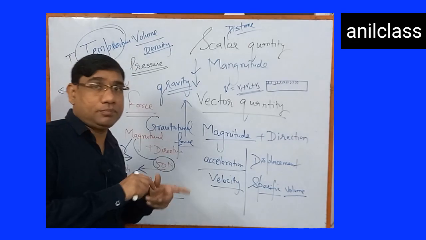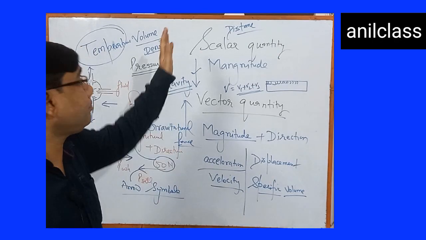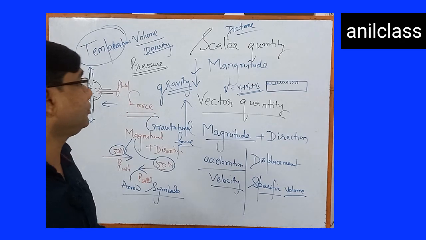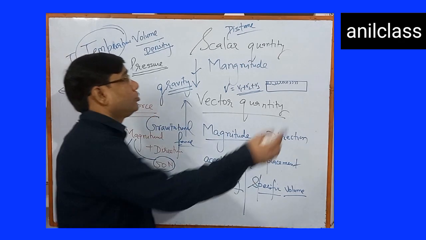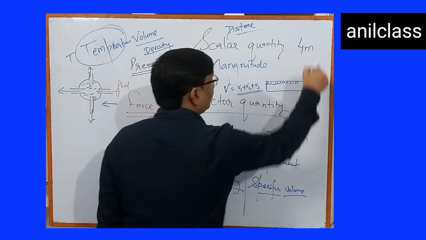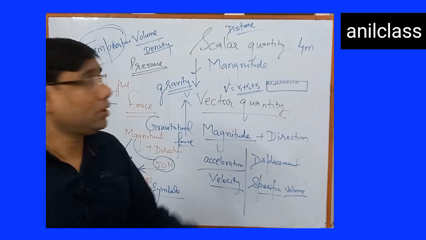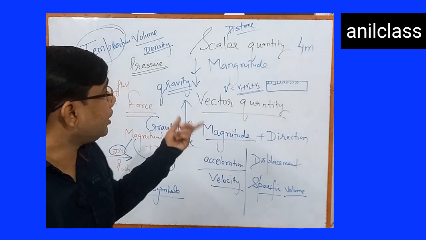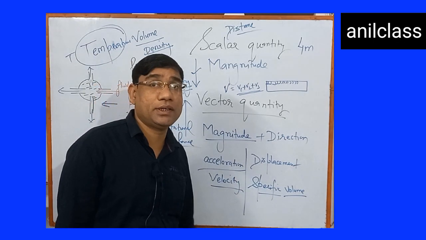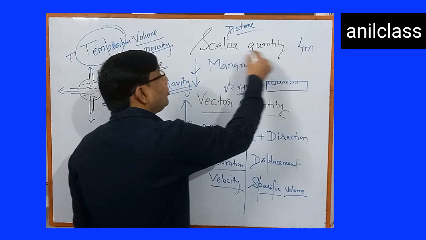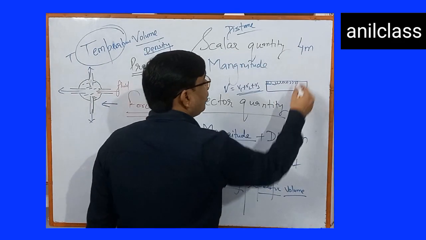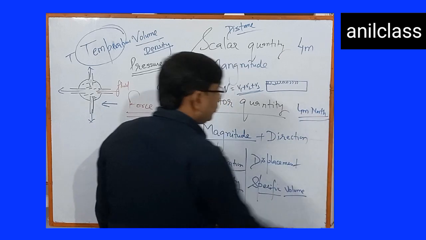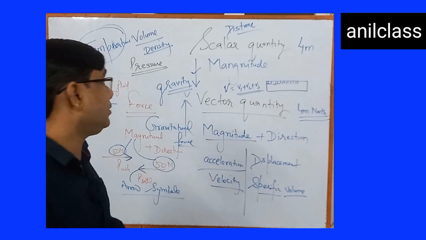So that is the basic idea of scalar quantities and vector quantities. Suppose 4 meter, 10 meters. If you write down 4 meter, it is a scalar quantity. But 4 meter in the north is a vector quantity.